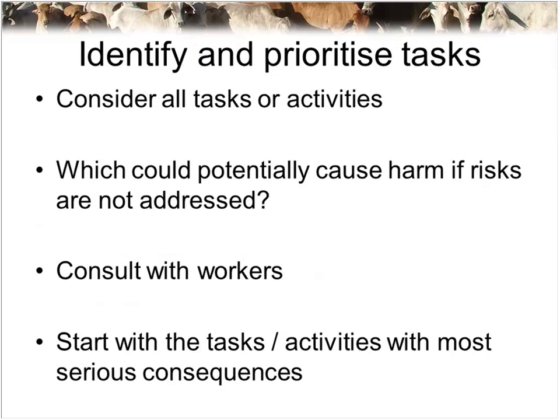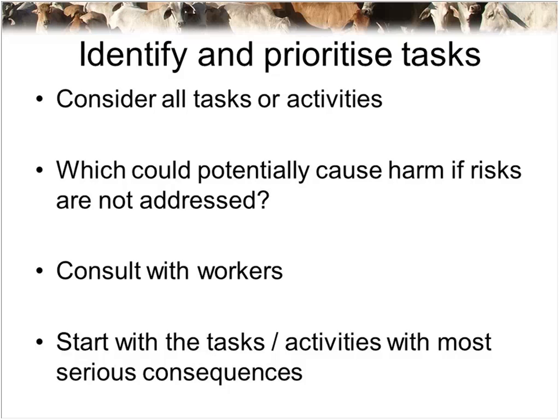So we're now going to talk through how to write or develop your safe work procedures for your workplace. There are a number of steps to work through, which we are going to identify in the next couple of slides for you. So firstly, you need to identify and prioritise the tasks that you think will require the safe work procedures. You need to consider all your tasks or activities in the workplace and which of these would potentially cause harm if risks are not addressed.